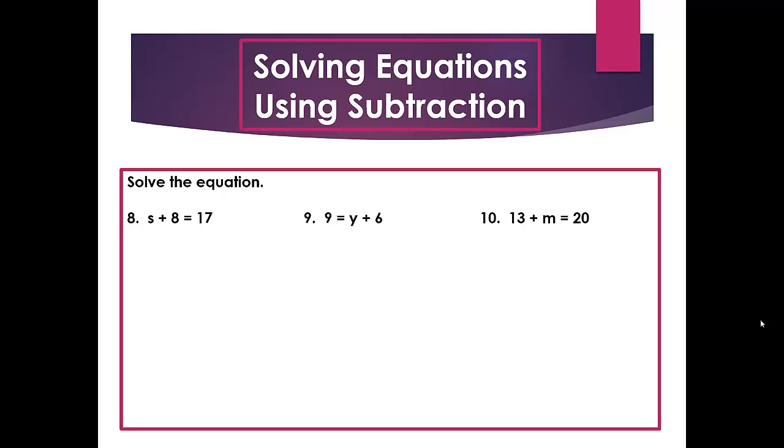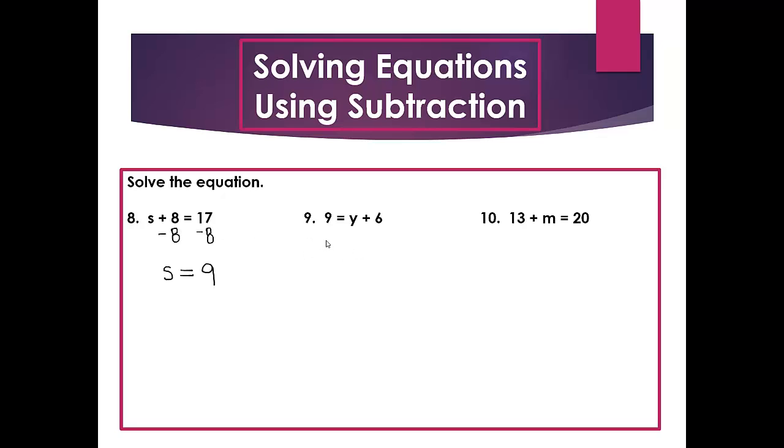Now we're going to solve equations using subtraction. So for number 8, we have s plus 8 equals 17. We need to find the side of our equation that has our variable, which is the left-hand side for this equation, and we are adding 8 on that side. So we need to do the inverse of addition, which is subtraction, so we're going to subtract 8. We will do this on both sides. Plus 8 minus 8 undo each other, so we just have s, and 17 minus 8 is 9. Now if we take this 9, we can put it into our equation, and 9 plus 8 does equal 17.